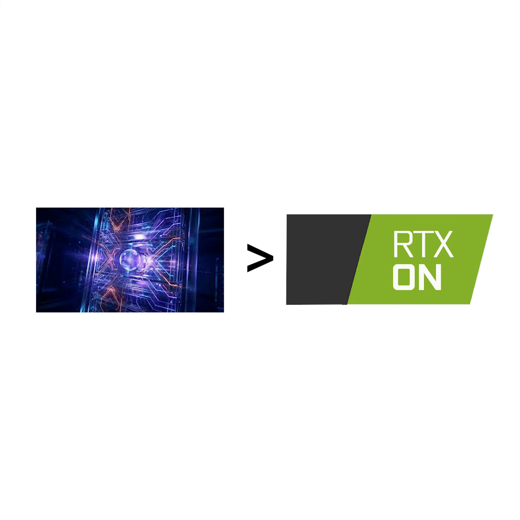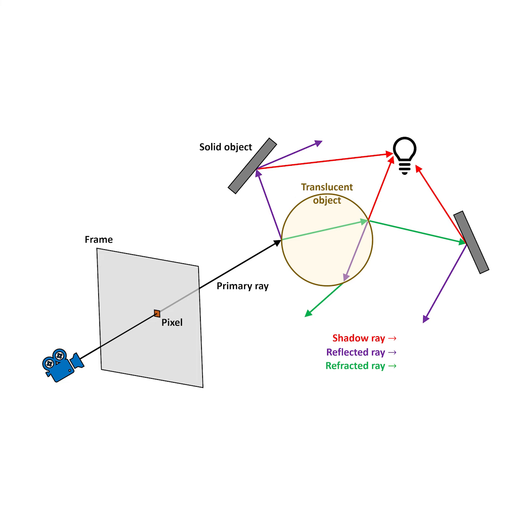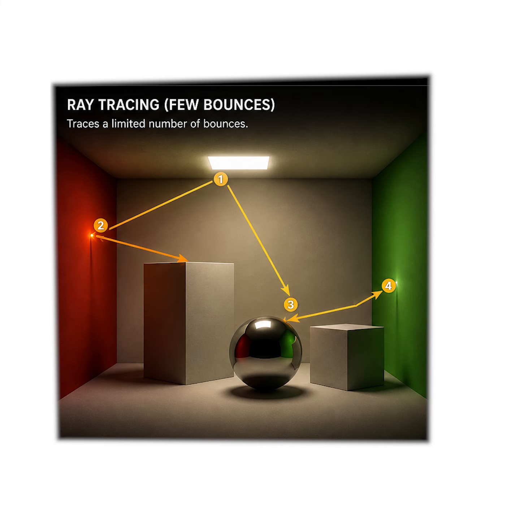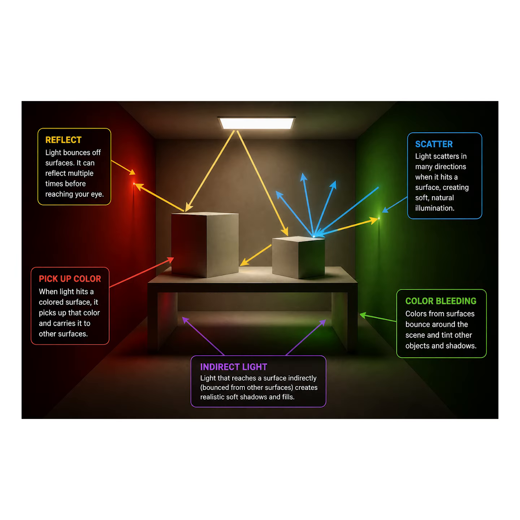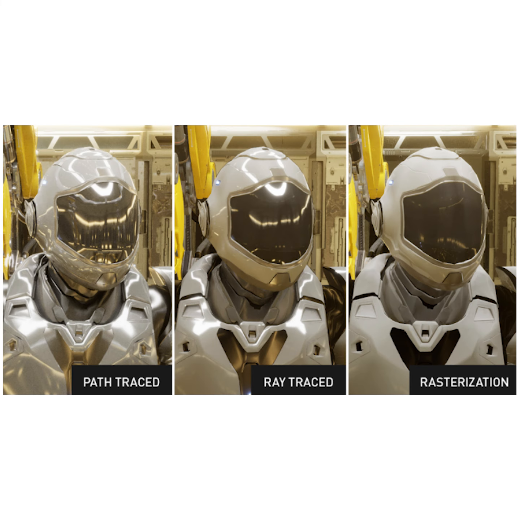Path tracing. Path tracing is an advanced version of ray tracing that takes realism even further by simulating the full path of light. Instead of just tracing a few light bounces, path tracing calculates many bounces of light across a scene. That means light can reflect, scatter, and even pick up color from other surfaces. Here's a comparison between a game with path tracing and without it.